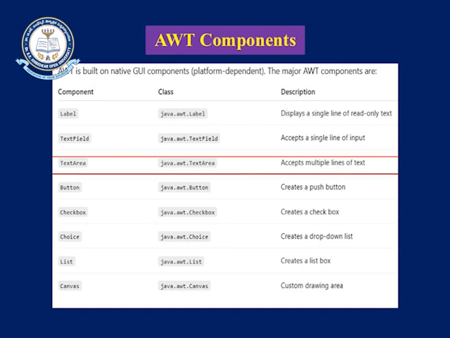Next one is the text area. What is meant by the text area? What is the difference between the text field and the text area? Using a text field you can give only a single line, but using the text area you can accept multiple lines as input, or you can display multiple lines as output.